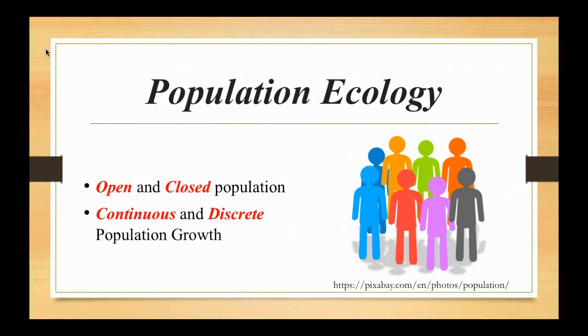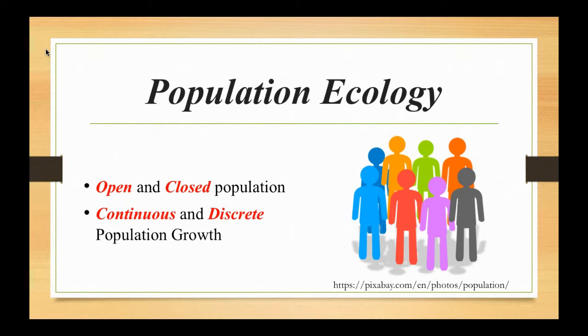So the open populations, so when individuals disperse from or into a population, these populations are considered open. So there has to be some movement of population in or out of the community, immigration and emigration. But if it's a closed population, there is no movement of populations in and out.